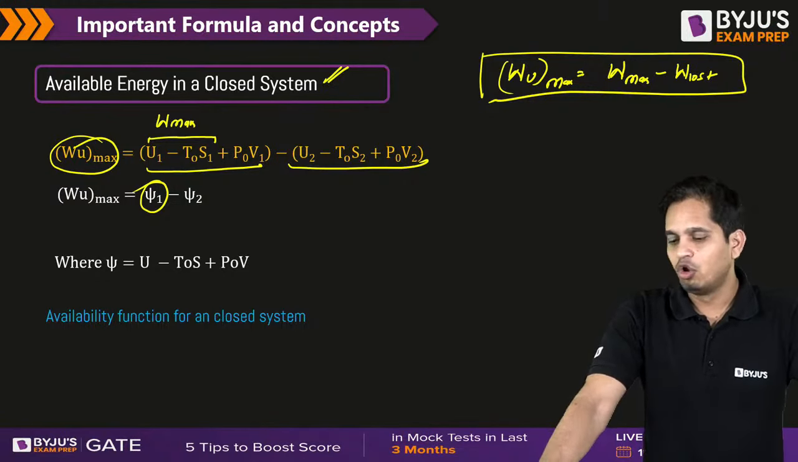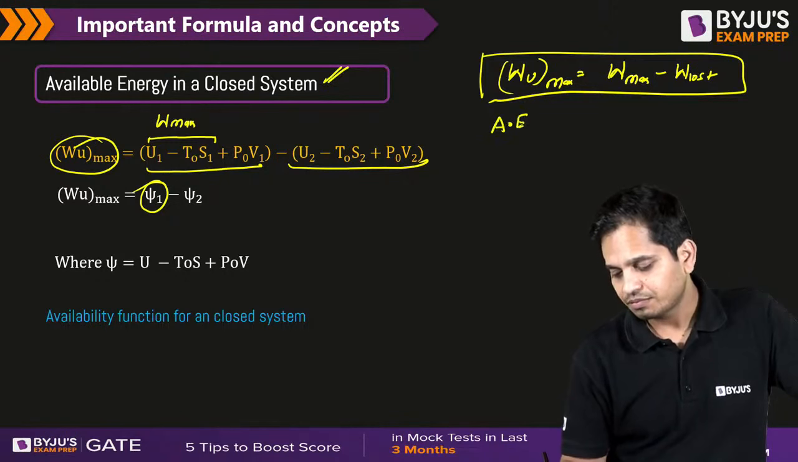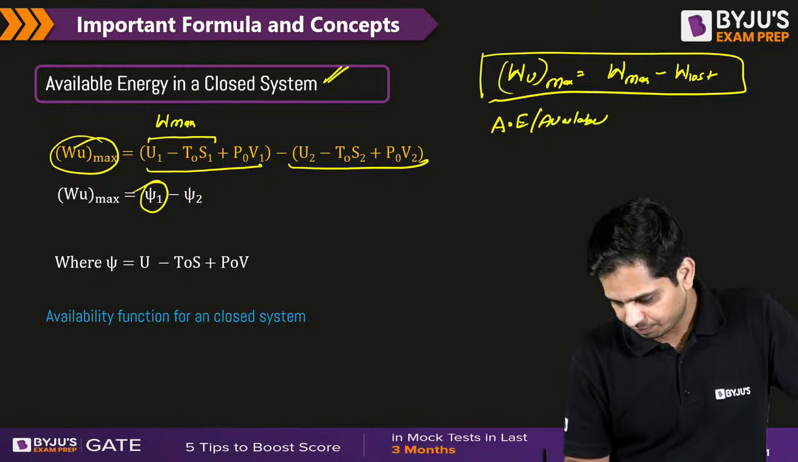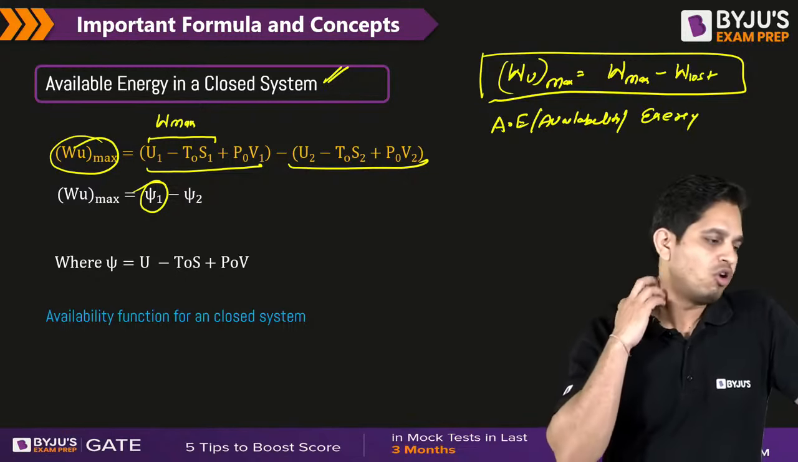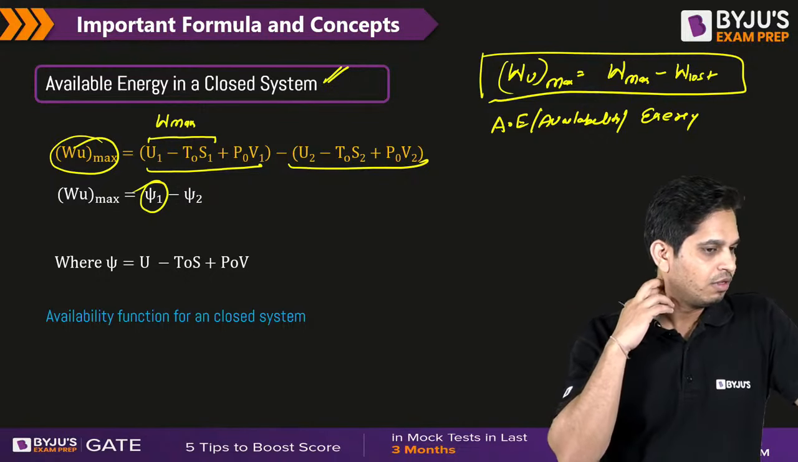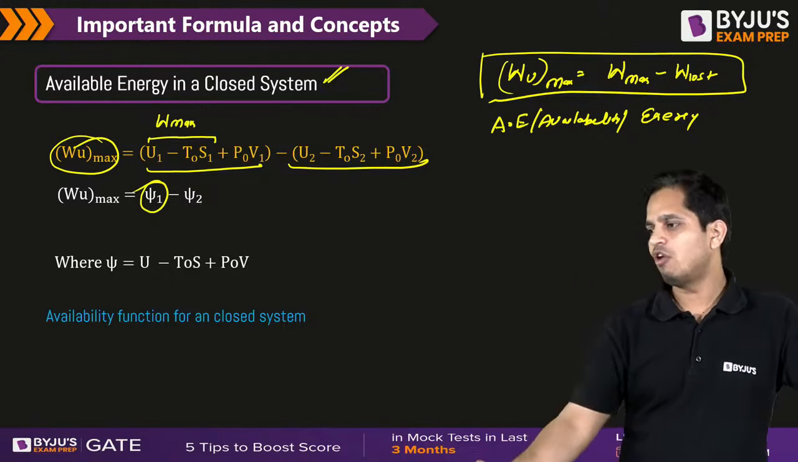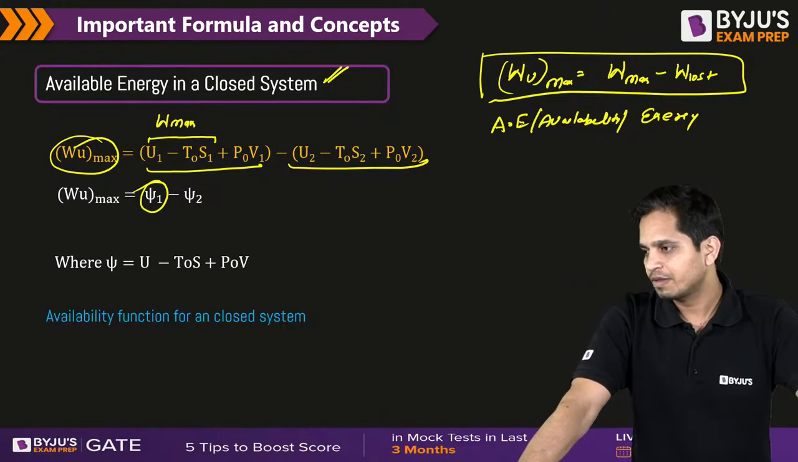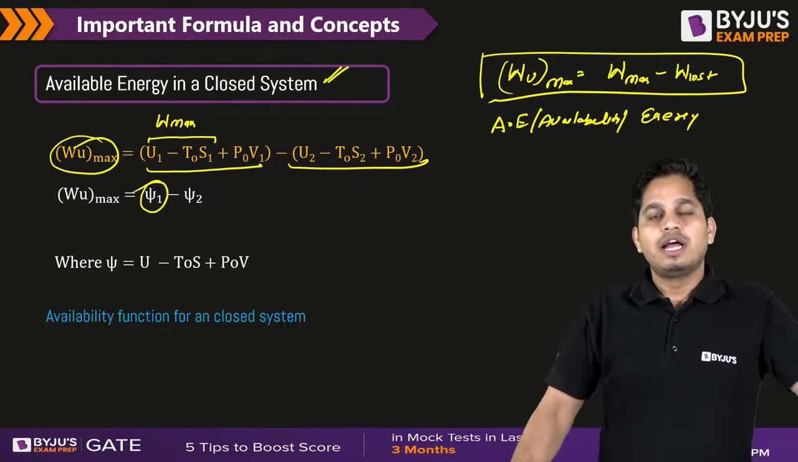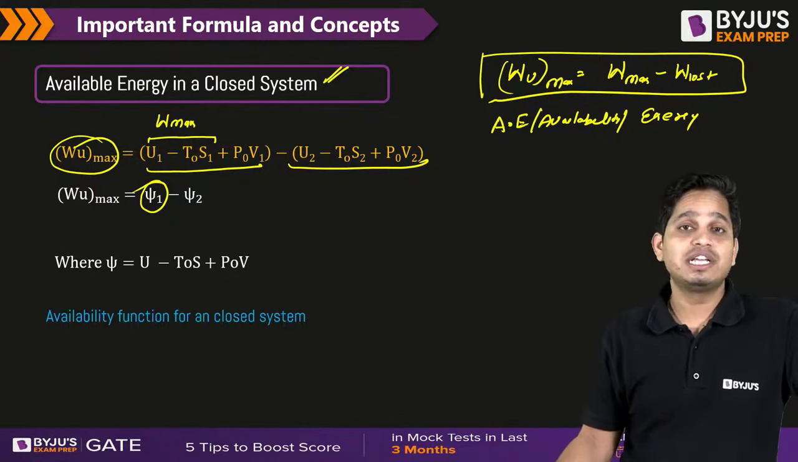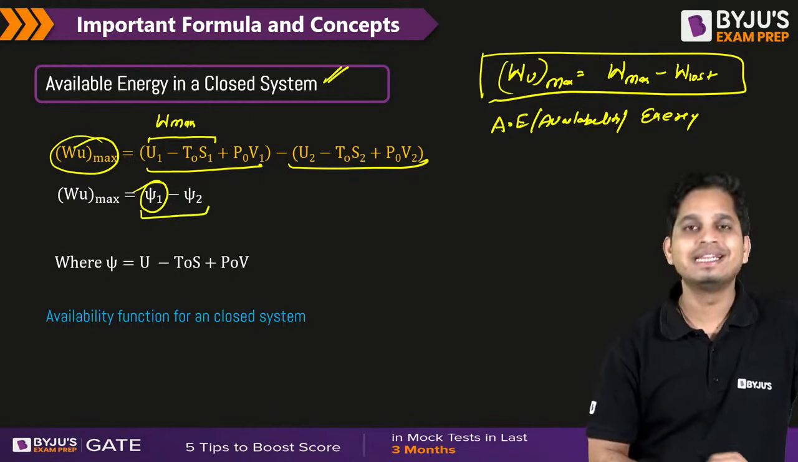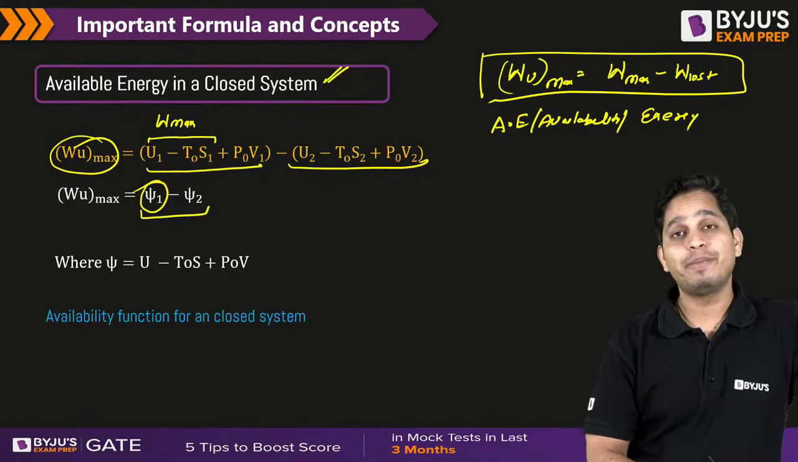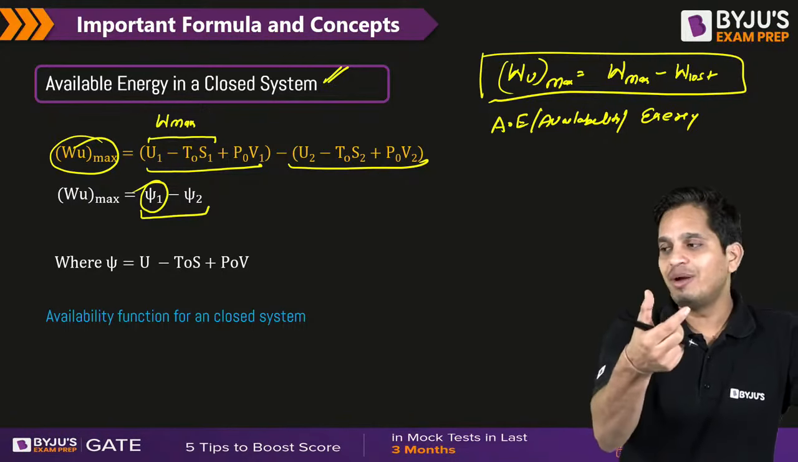I am telling you that available energy and availability are the same thing. It's not different. Available energy, availability, exergy. I think I am forgetting something also, but these are all one and the same thing. Now, what does the availability function give you? That in a closed system, you cannot get useful work more than this. You cannot get maximum work more than this. The difference of two availability functions.